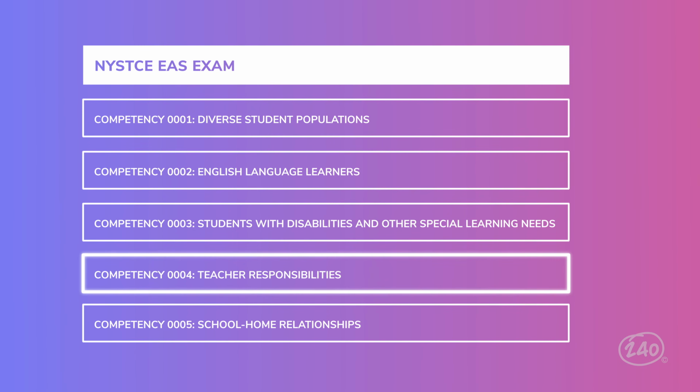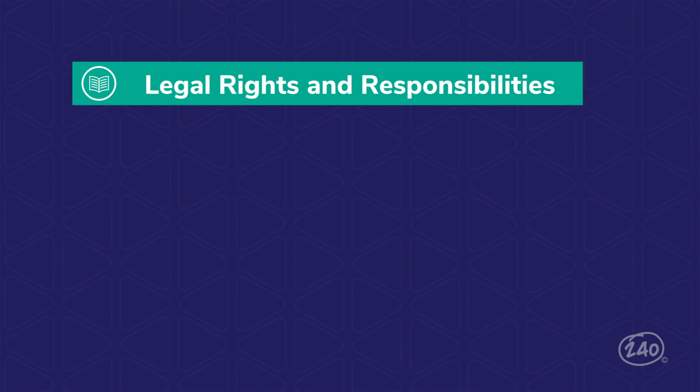Teacher responsibilities is next, and it's an important one. First up, let's talk about legal rights and responsibilities. As educators, there are several key responsibilities you need to be aware of. Duty to report suspected abuse. It's your legal obligation to report any suspected abuse or neglect. This helps ensure the safety and well-being of students.